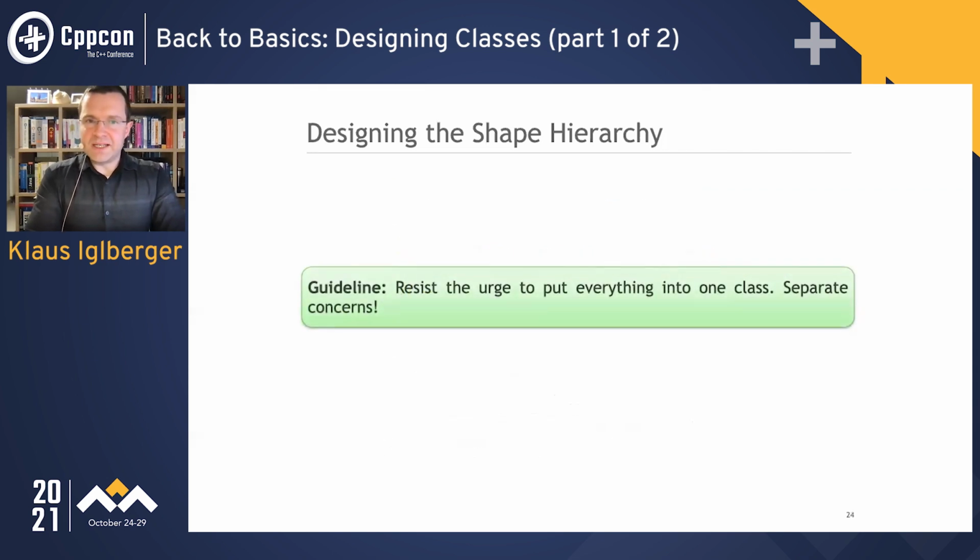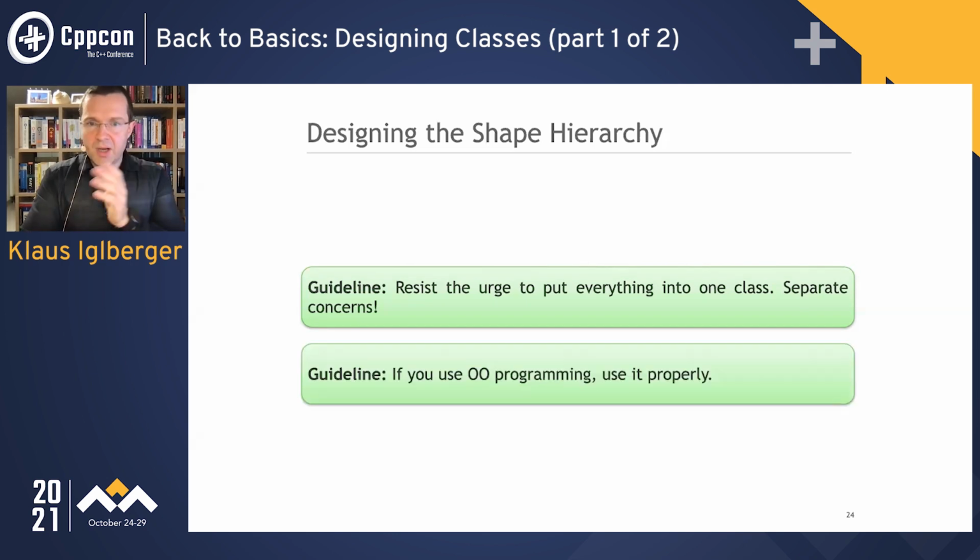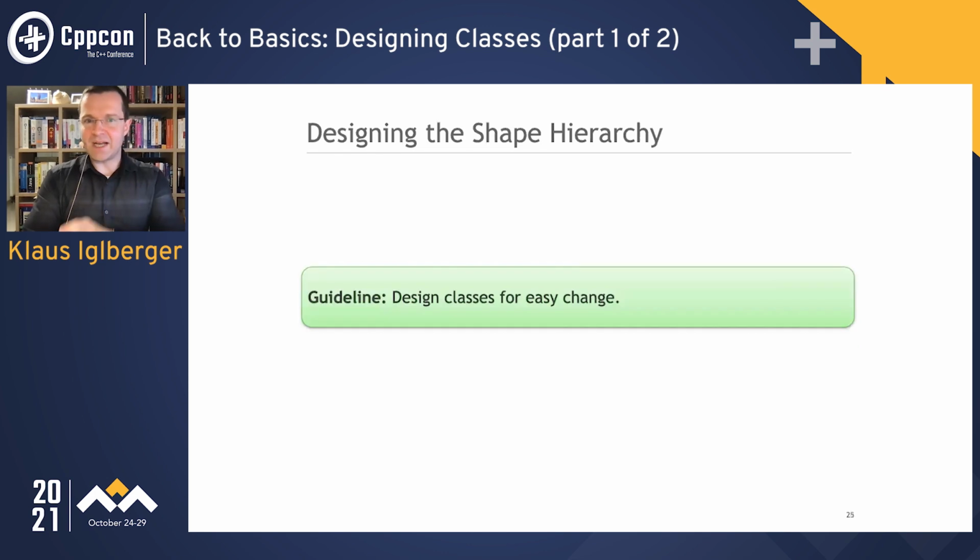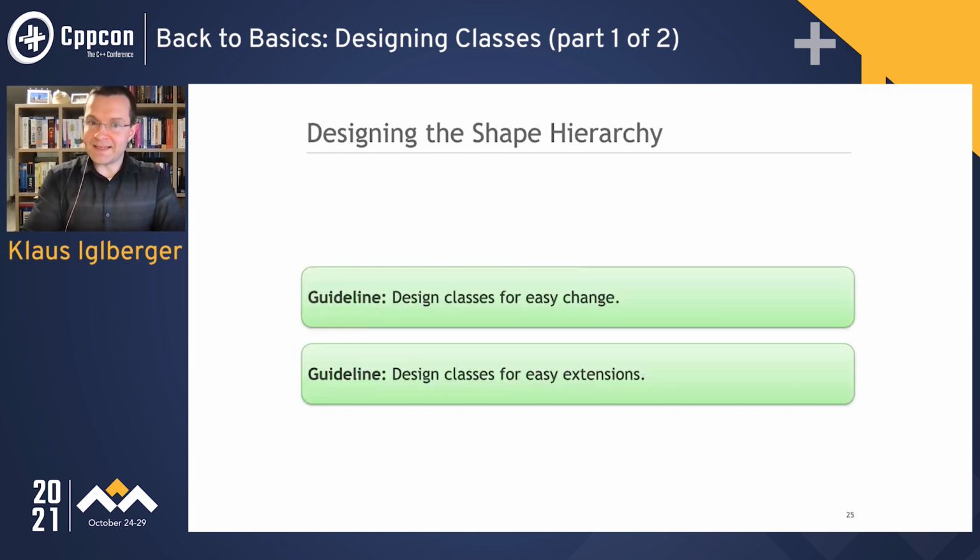So the first guideline here: pretty please resist the urge to put everything into one class. And the secret ingredient here is to separate concerns. And if you use OO programming, yes, please use it properly. As we'll now see in a couple of slides, there are definitely right ways to use that technique. But generally, remember, design for easy change and design for easy extensions. That should be a driving factor, a motivator for virtually everything that you design.